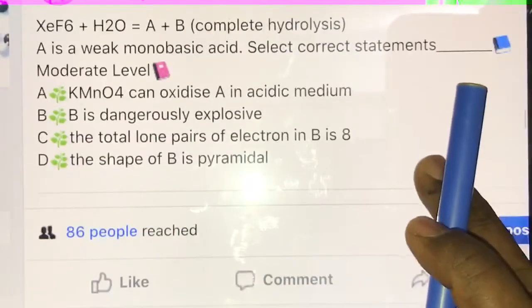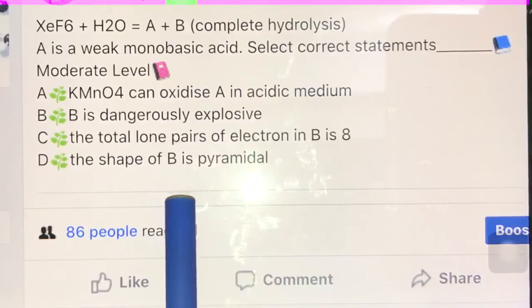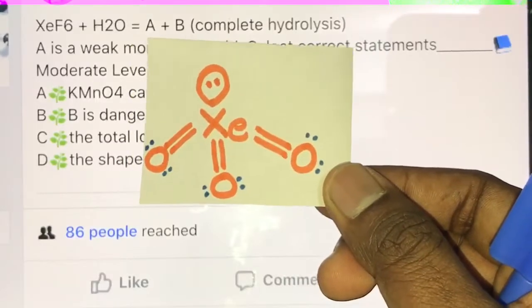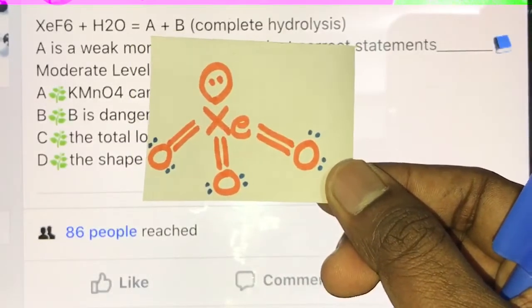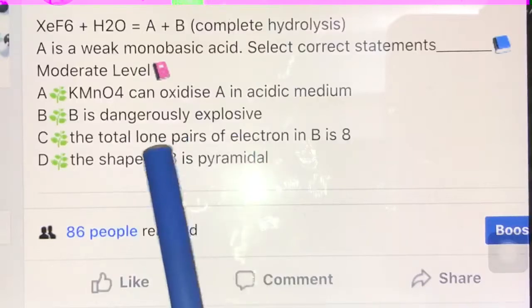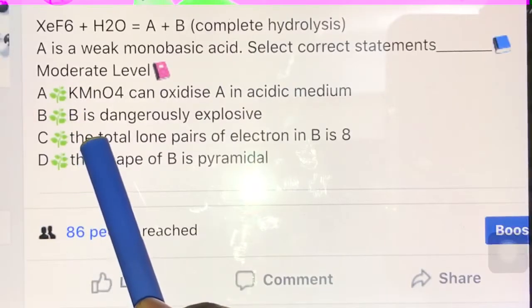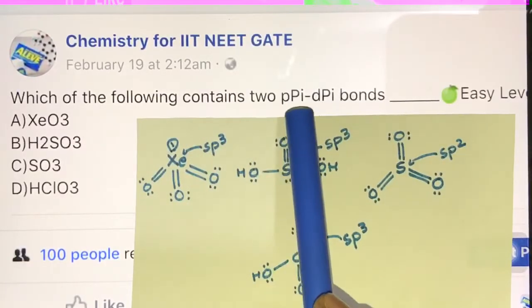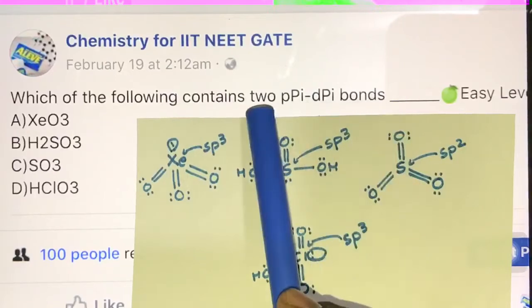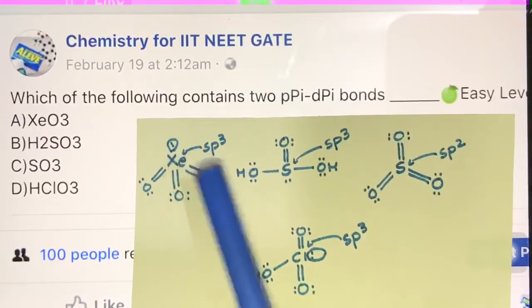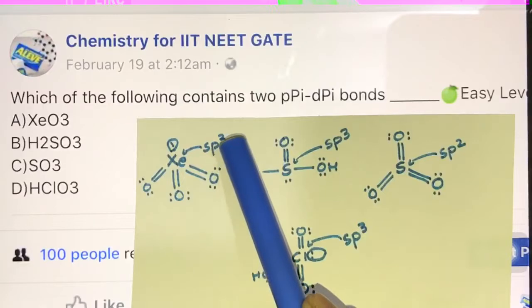This is absolutely wrong. Coming to the next, the shape of B is pyramidal, and this is absolutely correct. The shape is like ammonia, in which there are 3 sigma bonds and 1 lone pair of electrons on the central atom. So the shape will be pyramidal. So options B and D are correct. A and C are incorrect. Now the next problem is, which of the following contains 2 p pi d pi bonds? Okay, first is xenon trioxide, and this is the Lewis dot structure of xenon trioxide, in which the hybridization of the central atom is sp3.